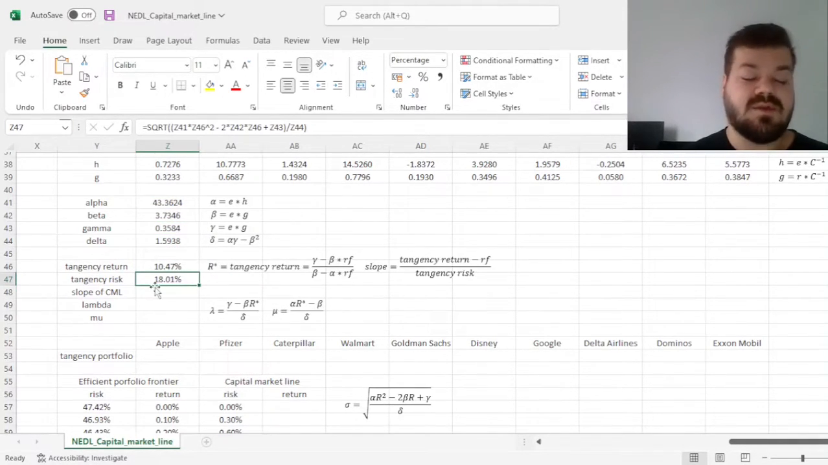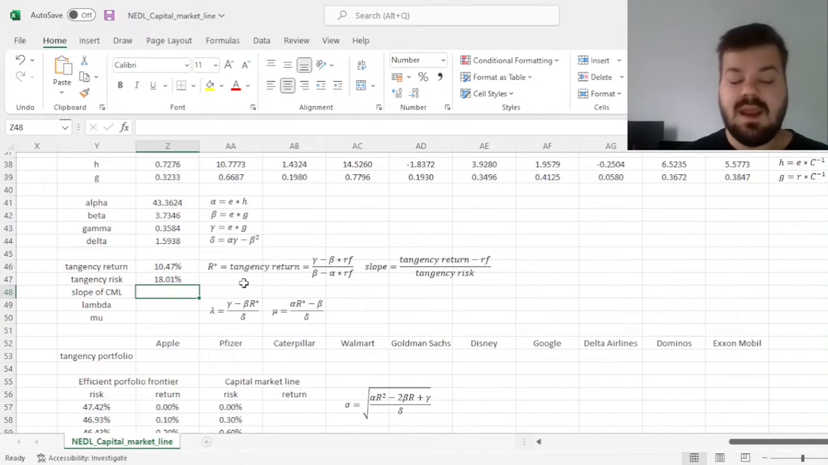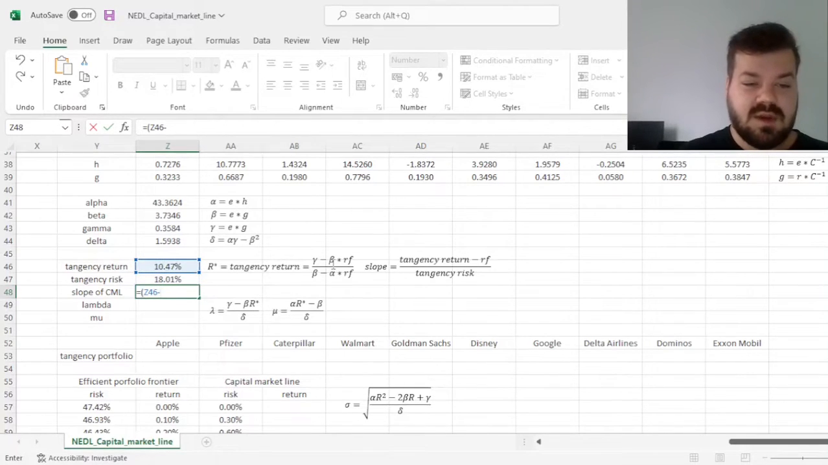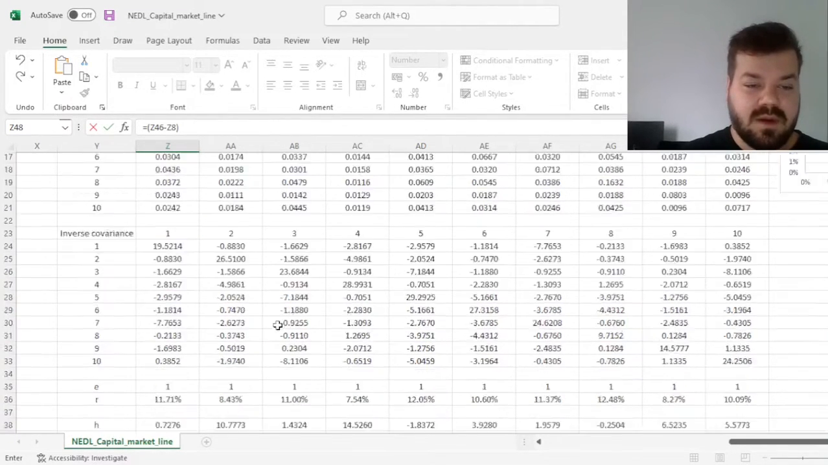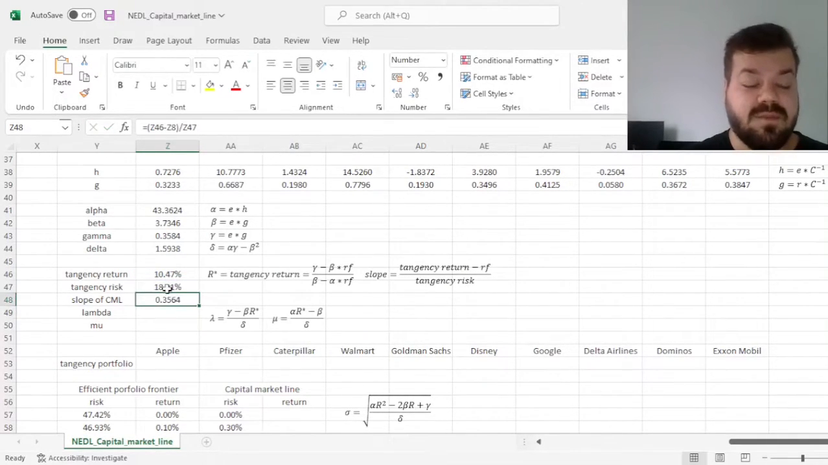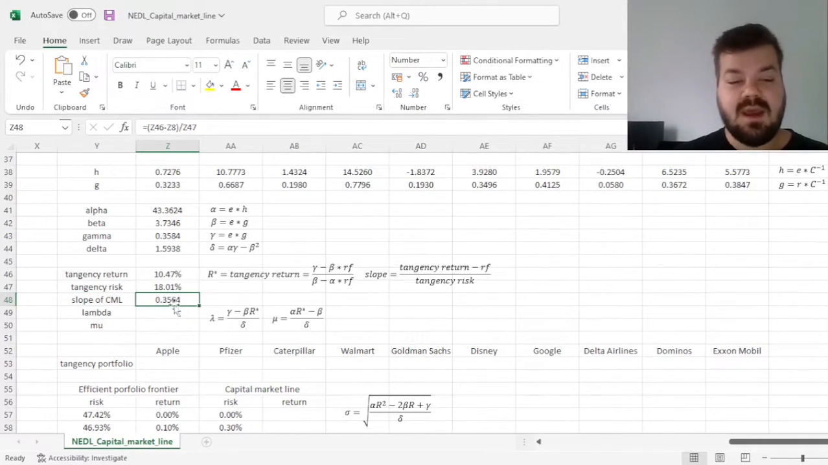That constructs our tangency risk at approximately 18%, which again is quite representative of the stock market at large. And now finally we can know the slope of our line, which is basically the risk premium on top of the level of risk that we take. So here is the risk premium, our tangency portfolio return minus the risk-free rate, and we divide it by the risk of the tangency portfolio to get the slope of the capital market line at 0.3564. This can also be interpreted as the maximum Sharpe ratio obtainable using this investable universe.